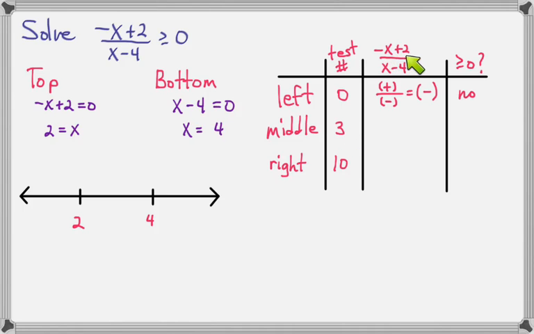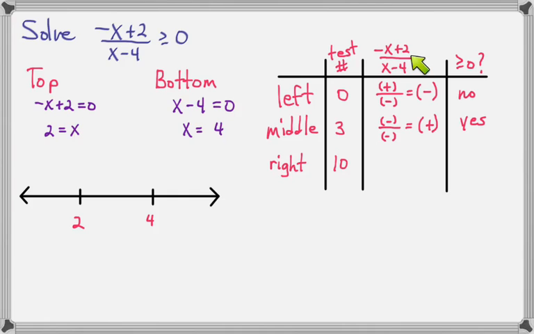Now let's plug in 3. Negative 3 plus 2 makes negative 1 for the top. 3 minus 4 makes negative 1 for the bottom. A negative divided by a negative makes a positive answer. And is that going to be greater than or equal to 0? Yes.